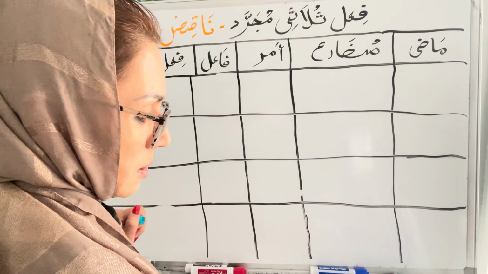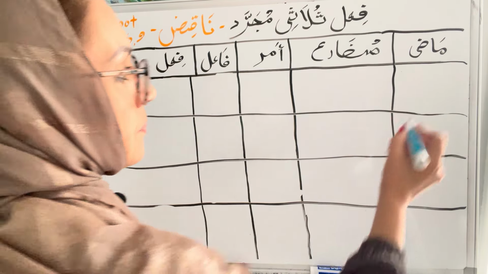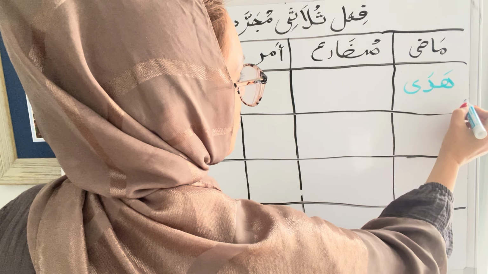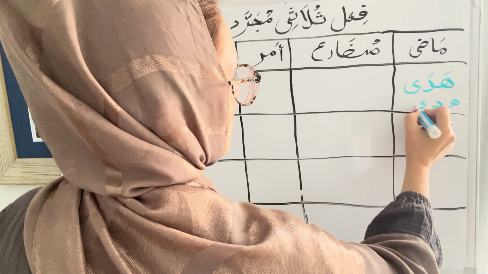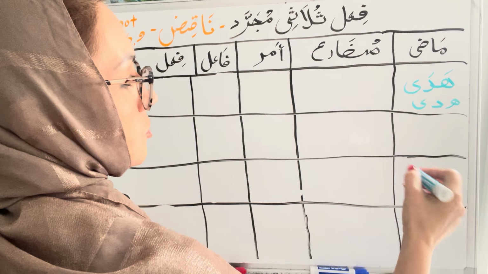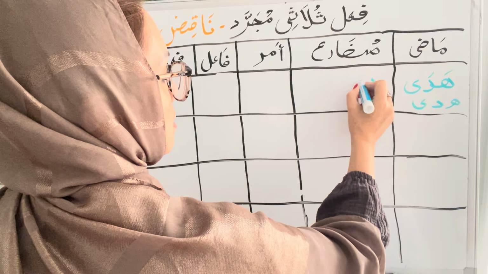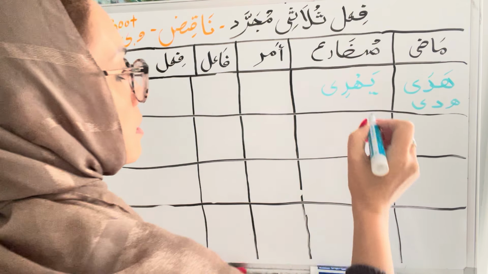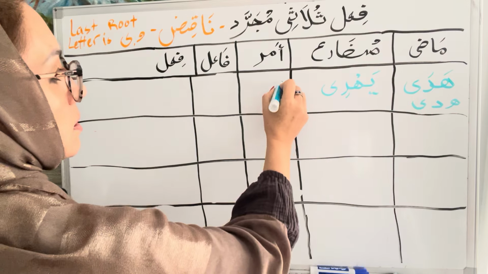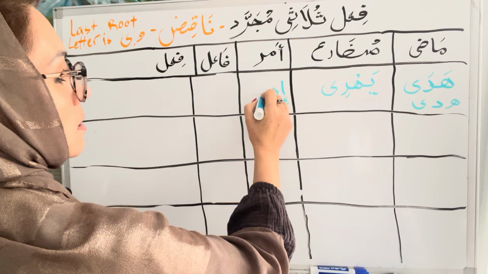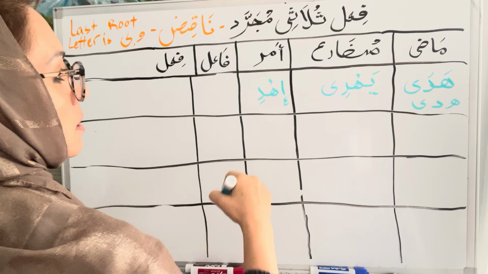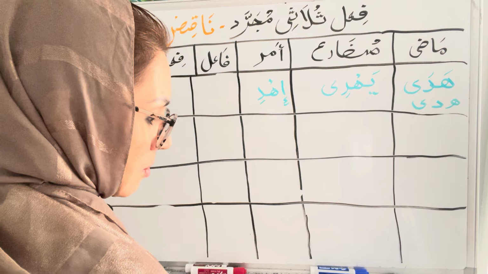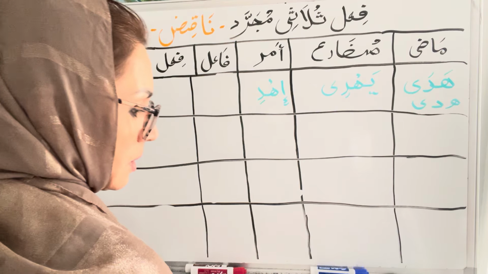Next word is hada. Root is ha, dal, ya. Hada is to guide. Hada yahdi. And then it's ihdi, like when we say ihdina sirat. You know, we say that. Hadin.